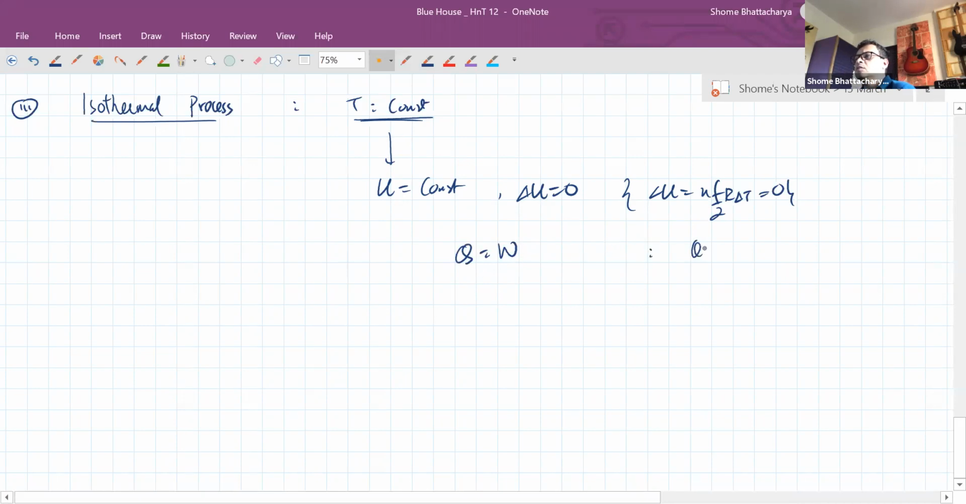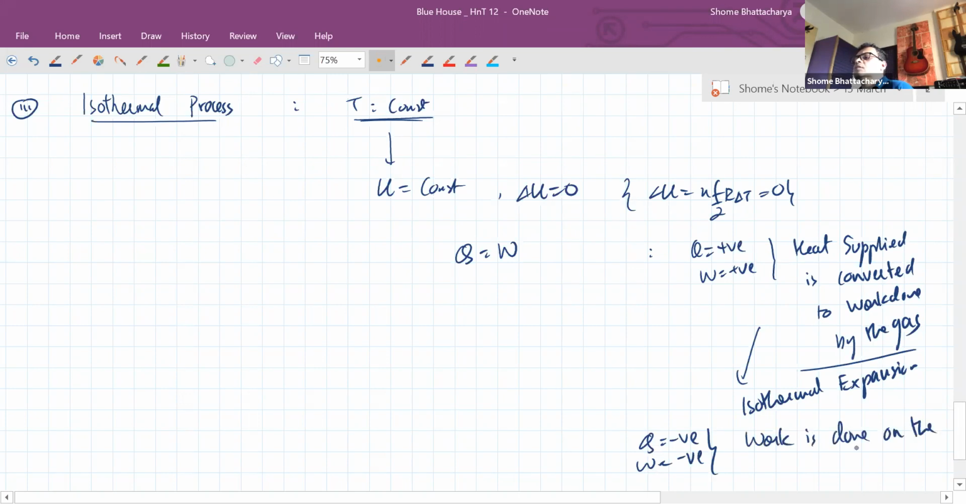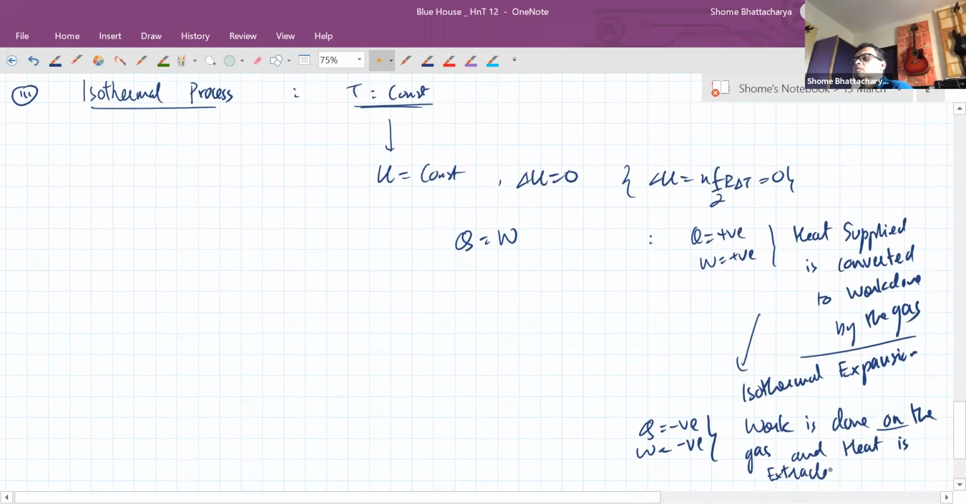Okay, so Q is positive, W is positive, means heat supplied is converted to work done by the gas. That is the case of the isothermal expansion. Now, on the other hand, if Q is negative, so work done is also negative. That means work is done on the gas, and heat is extracted from it. So that is the significance of this.